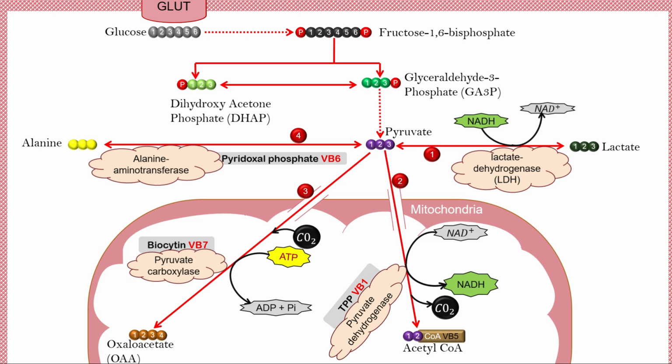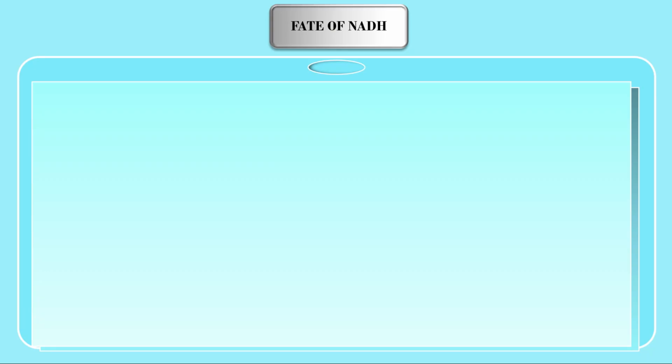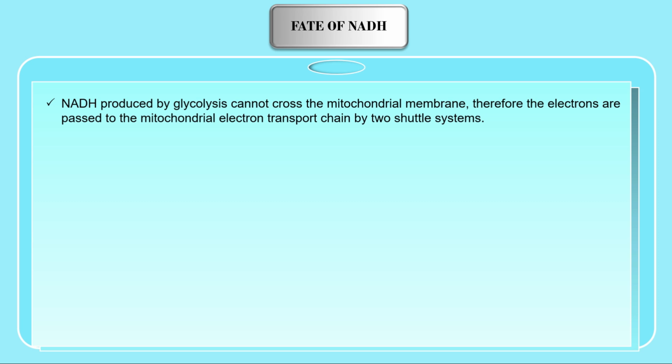Now, we have looked at the fate of pyruvate. Let's now look at the fate of NADH. Remember, we said NADH cannot cross the mitochondrial membrane. And what do we do to transfer these electrons to the mitochondria? We have what we call shuttle systems. And in these shuttle systems, we produce what we call reducing equivalents.